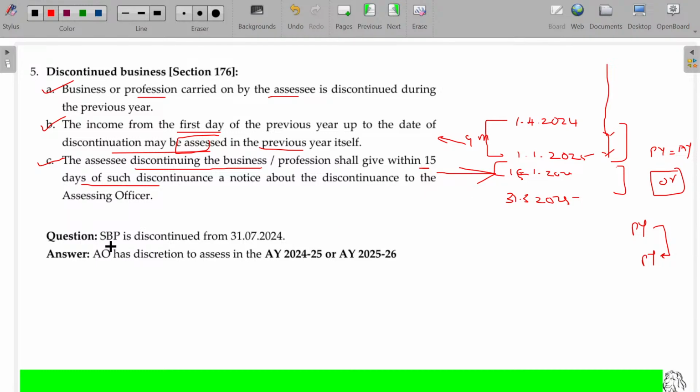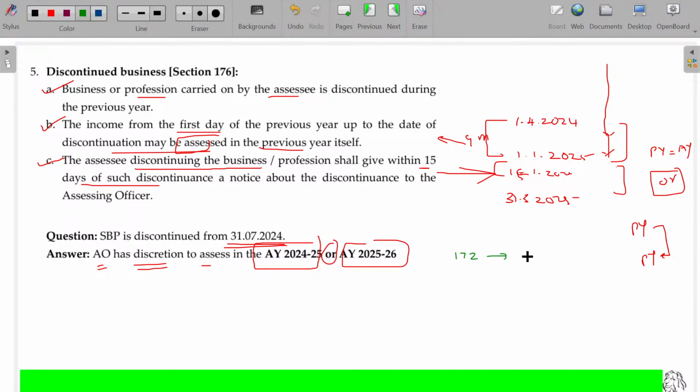Okay. SPP is discontinued on 31st July 2024. The AO has discretion to assess in the assessment year 24-25 or 25-26. In this case only we have the choice. That too, at the assessing officer's discretion. The assessing officer can assess the previous year income in the same previous year, or he can go for the next previous year. It means the succeeding assessment year he can value. Is that clear?